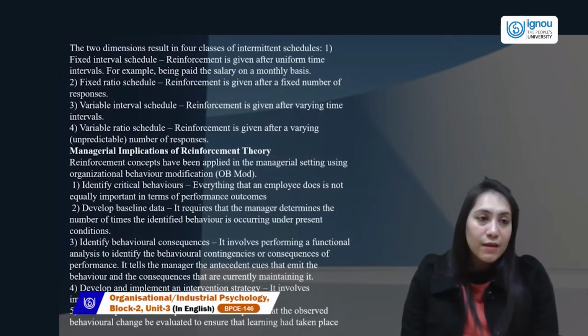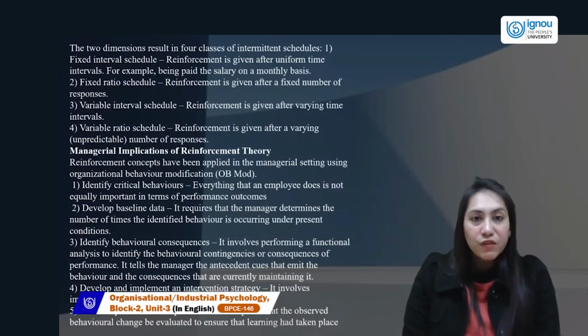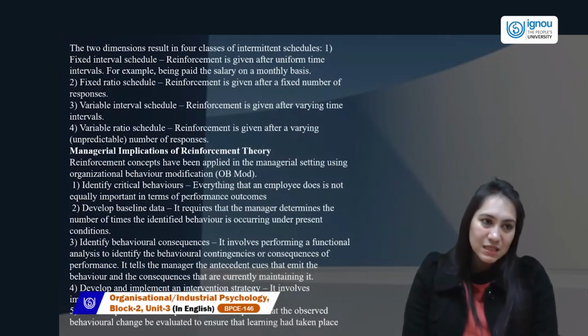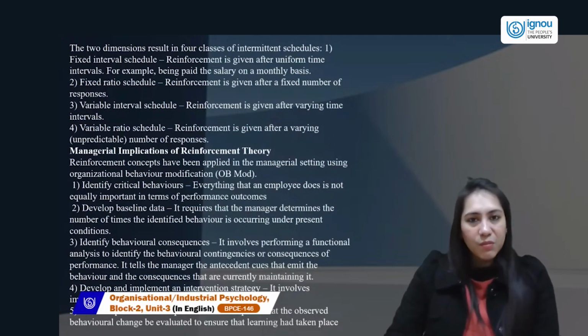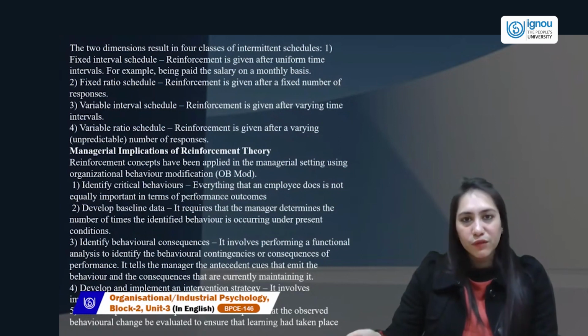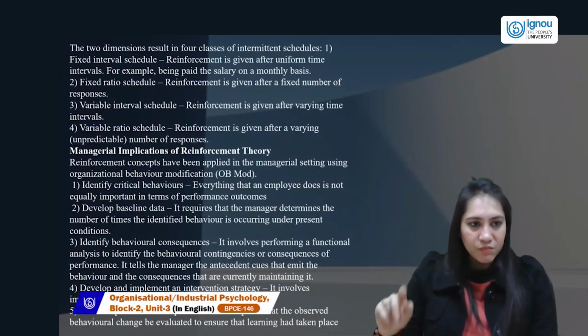There are four ways: fixed interval, variable interval, fixed ratio and variable ratio. Fixed interval is when reinforcement is given after uniform time. For example, salary being paid monthly. That's again a fixed interval. Every month on the fourth, on the fifth, on the first, that you get the salary.